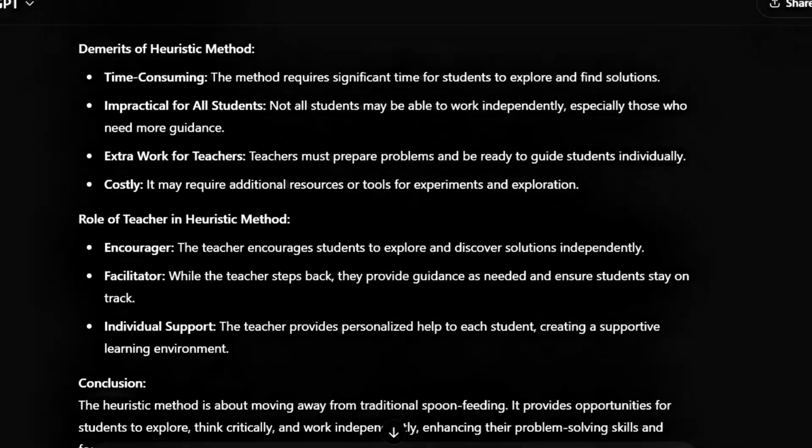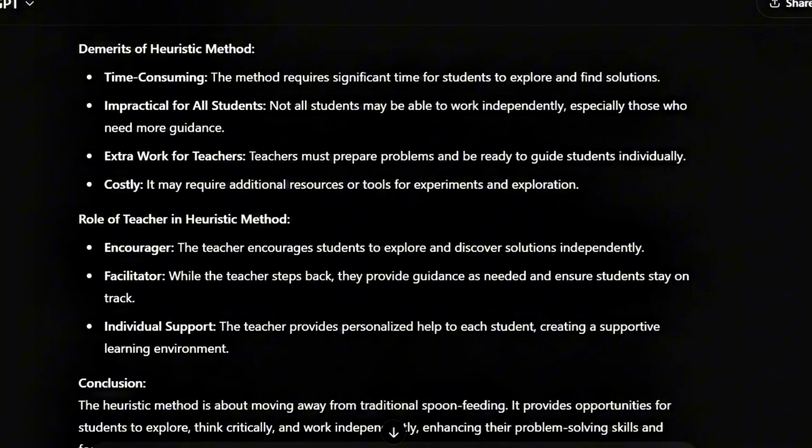Demerits of heuristic method. Time-consuming. The method requires significant time for students to explore and find solutions. Impractical for all students. Not all students may be able to work independently, especially those who need more guidance. Extra work for teachers. Teachers must prepare problems and be ready to guide students individually. Costly. It may require additional resources or tools for experiments and exploration.